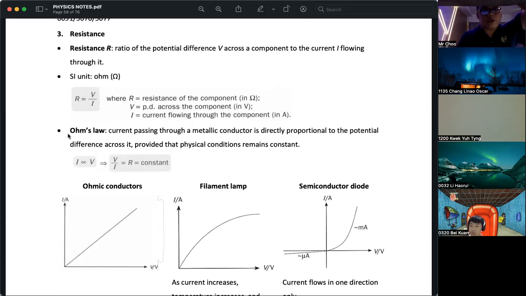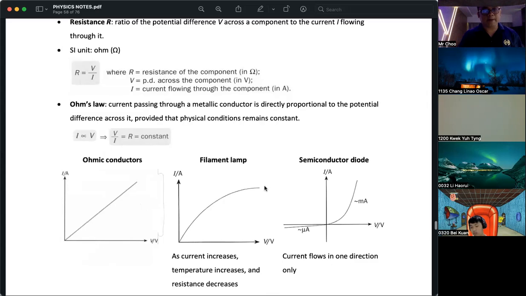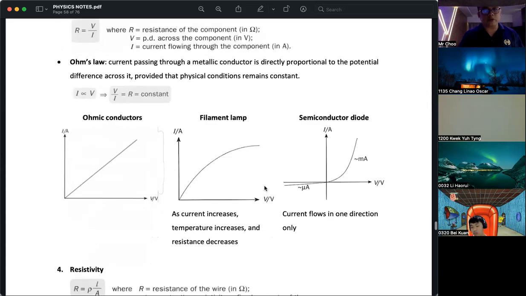Okay, so Ohm's law explains this relationship where V and I are directly proportional, and the constant is the resistance. So for Ohm's law, those components will have a fixed resistance. Whereas a semiconductor diode as well as a lamp don't obey Ohm's law, because their graphs are not a straight line. Clear so far? Okay, so this is Ohm's law.